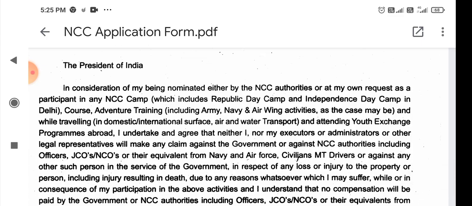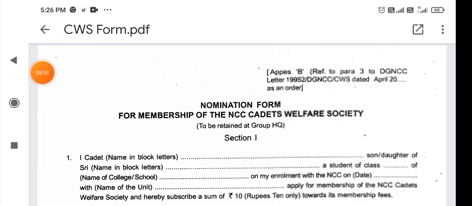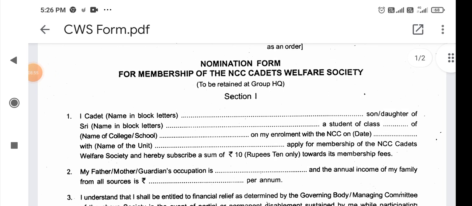Okay, there is another application form along with this, that's the CWS form. The information related to that we will discuss after this video, after this section. This is the second application form, the nomination form for the membership of the NCC Cadet Welfare Society.